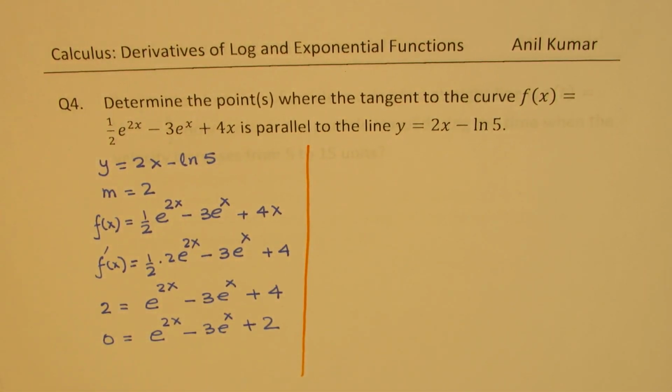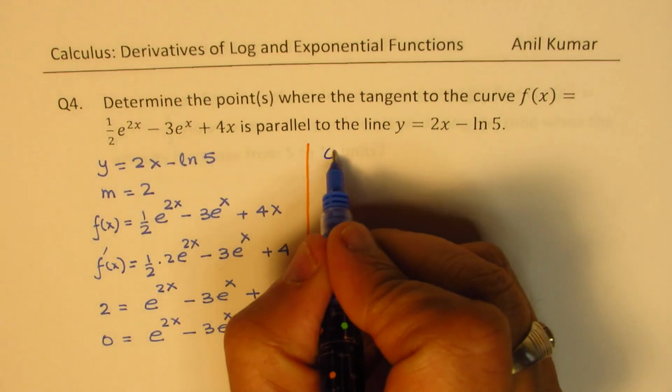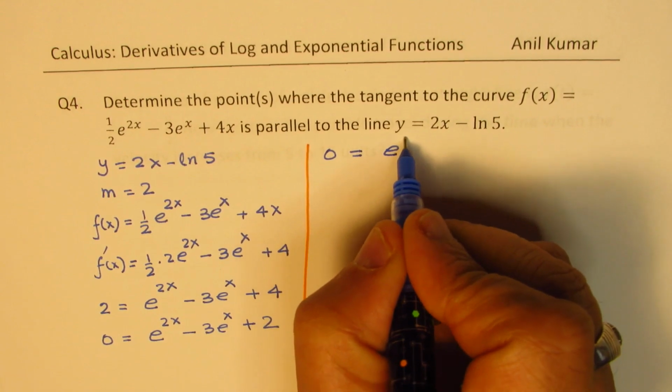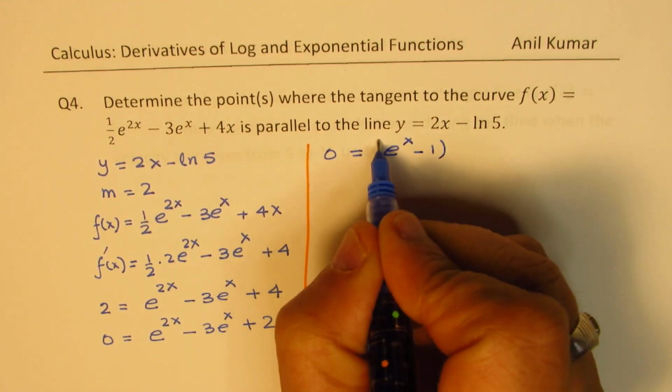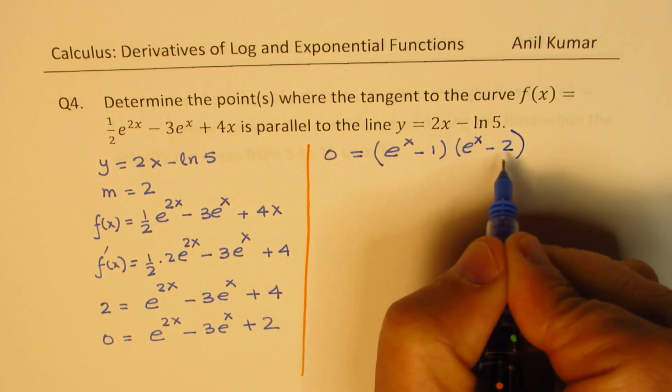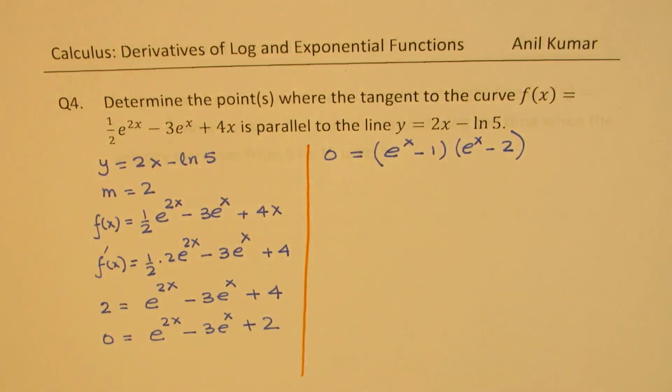Right. So product of 2, sum of minus 3. So that means we could write this as minus 2 and minus 1. So we could write this as 0 equals e to the power of x minus 1 times e to the power of x minus 2, correct? So that will give you product of plus 2 and sum of minus 3.